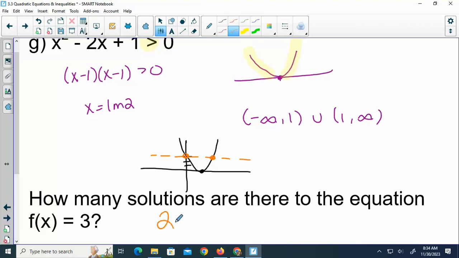What if I'd said f of x equals 0? 1 time. If I had said f of x equals negative 1, it would never happen. Okay, so f of x is just like saying if you put a horizontal line at that y value, how many times does it hit our graph? Any questions?